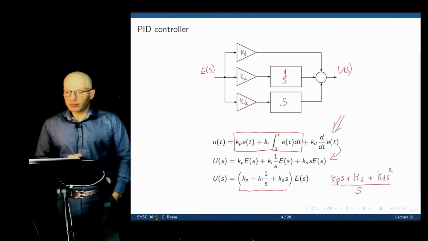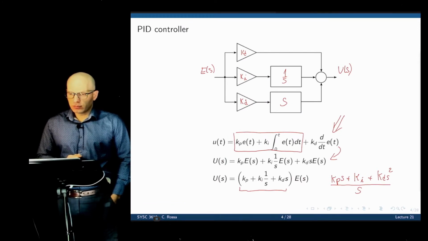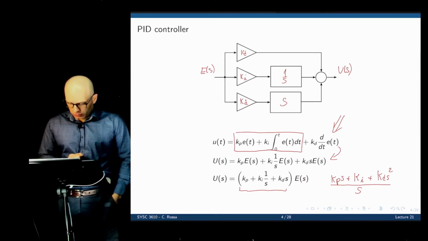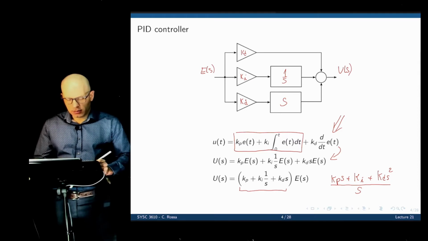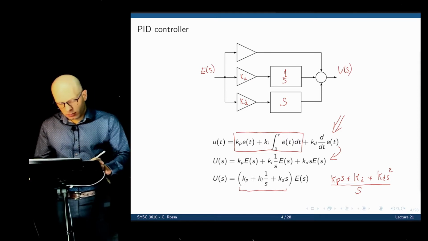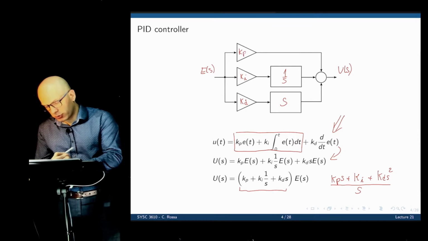Sorry, in the last slide, should the first triangle be Kp? The first triangle, yeah, that's Kp. The first gain, right? K proportional, yeah.